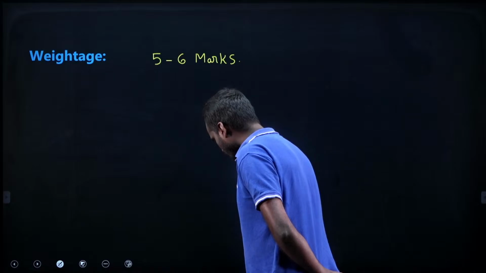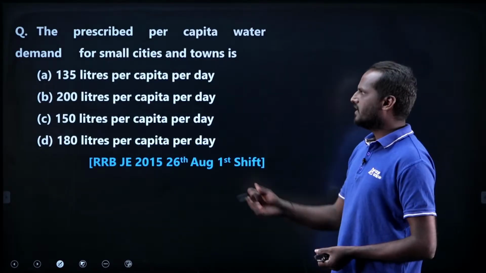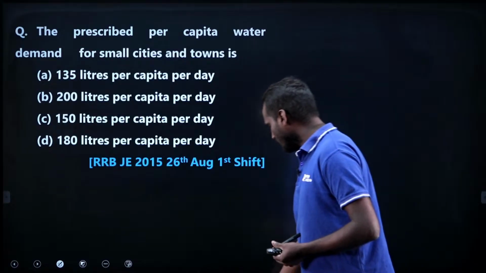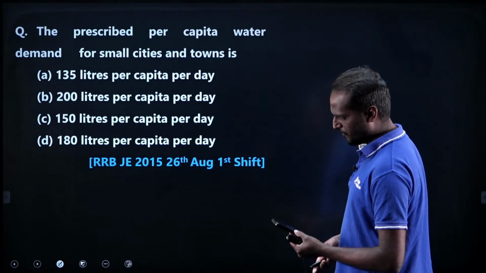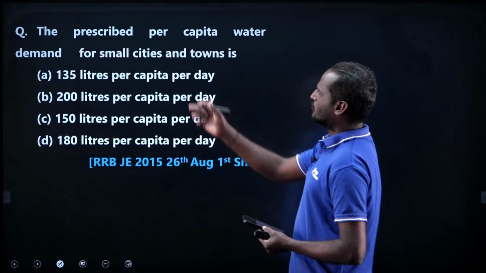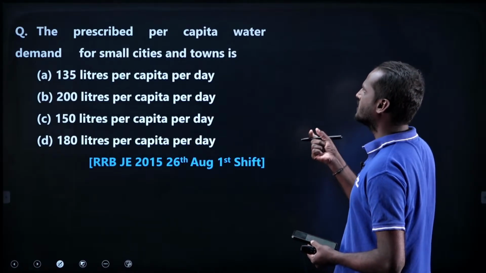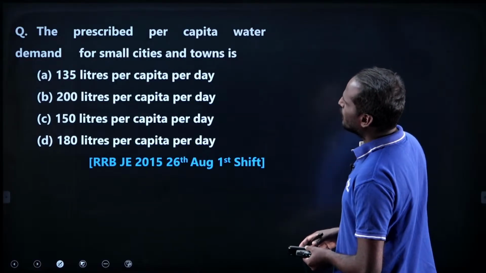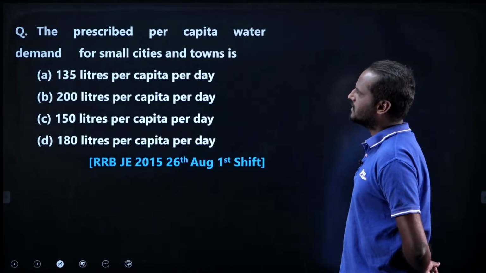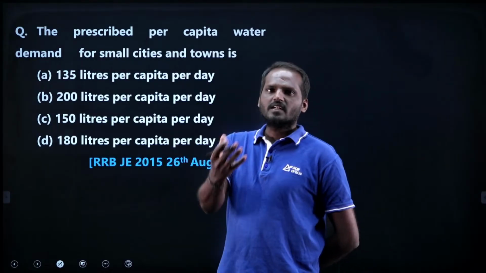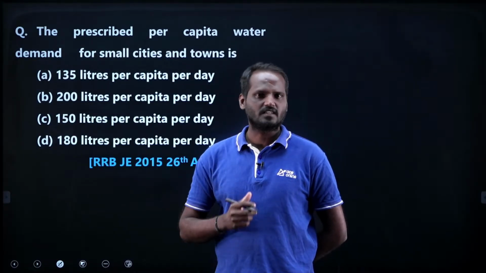PYQs now. Okay. Look at this particular question, very easy. Try to answer, my dear friends. Just reply if you know this answer. See, this question is: the prescribed per capita water demand for small cities and towns is. What is the water demand? Prescribed per capita water demand for small cities and towns. This is indirectly asking about the domestic water demand for small cities and Indian towns, right.